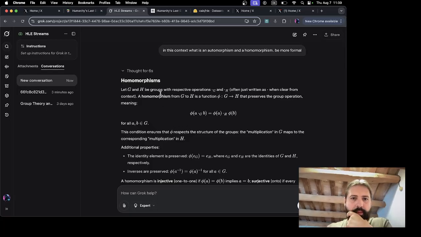So let G and H be groups with respective operations, often just written clear from context. A homomorphism from G to H is a function from G to H that preserves the group operation. Okay, so a homomorphism.